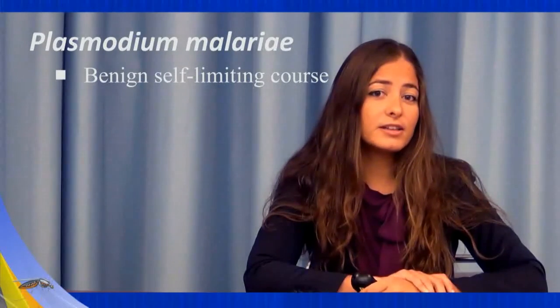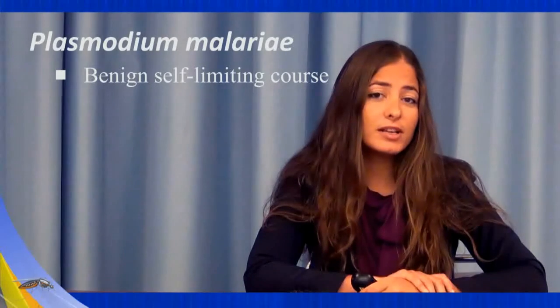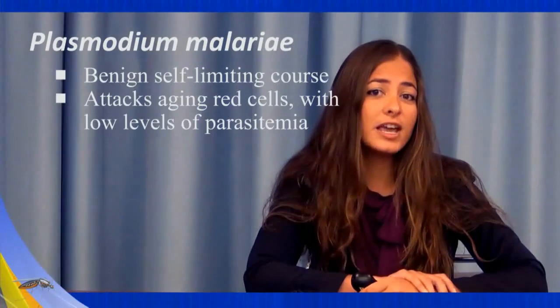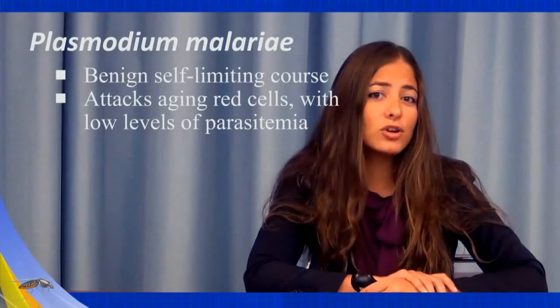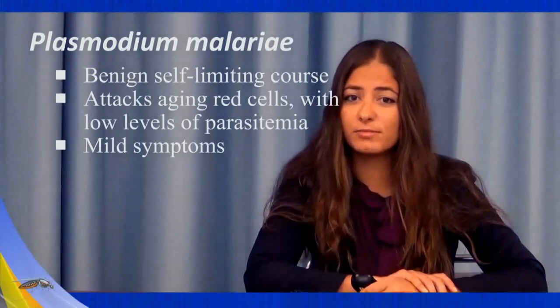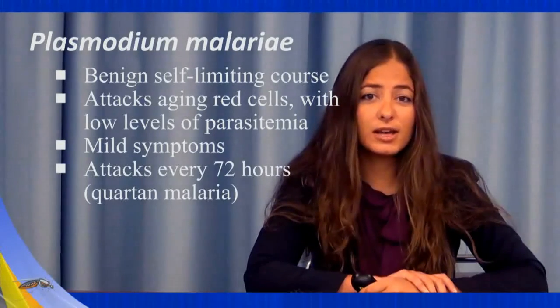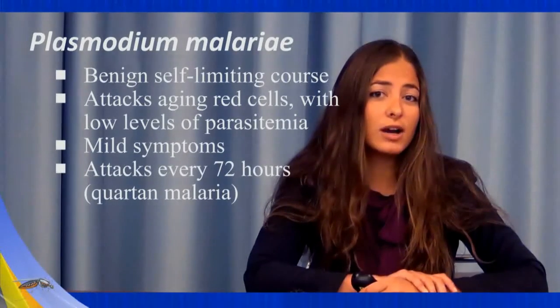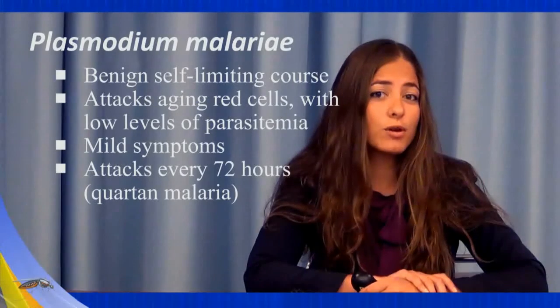Plasmodium malariae is generally considered the most benign type of malaria. This Plasmodium species affects only aging red cells, causing very low levels of parasitemia associated with mild clinical symptoms. The cycle time for P. malariae is 72 hours, with attacks every 4th day.